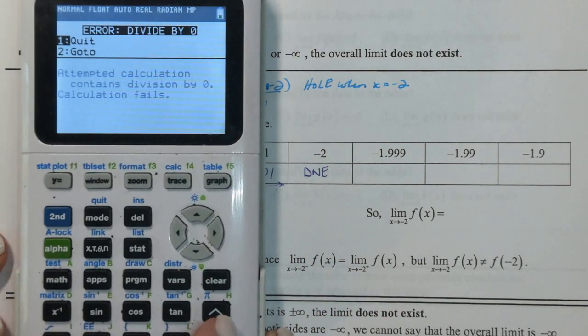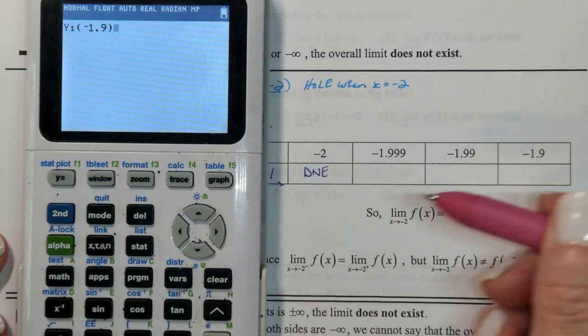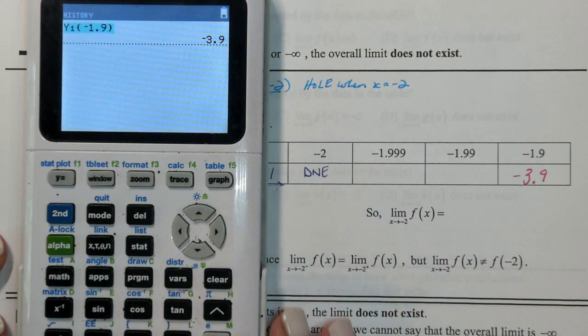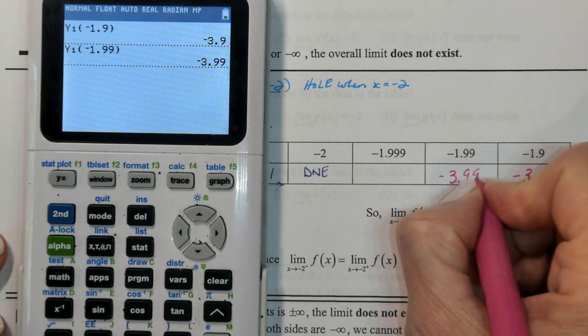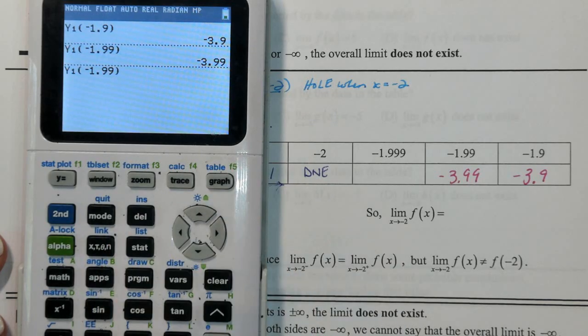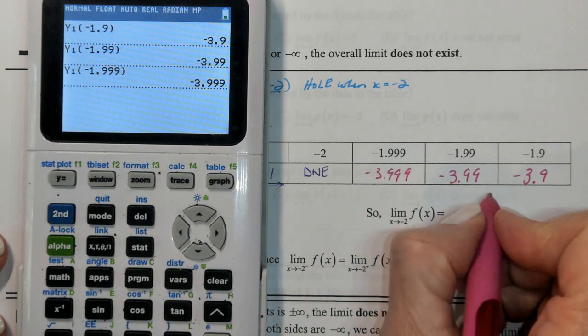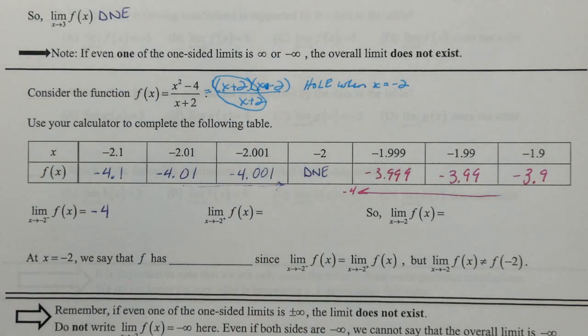Alrighty. Let's go finish this table. Okay, I'm going to start on this other side. I'm going to put negative 1.9. So we're approaching negative 2, but on the right of negative 2. Negative 3.9. Negative 3.99. Negative 3.999. What are we getting closer to? We're getting closer to negative 4. Closer and closer and closer to negative 4.